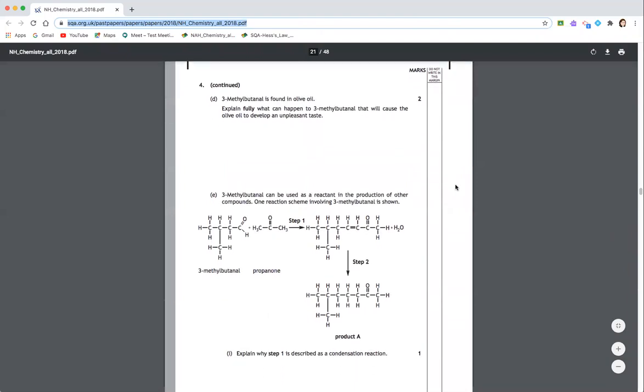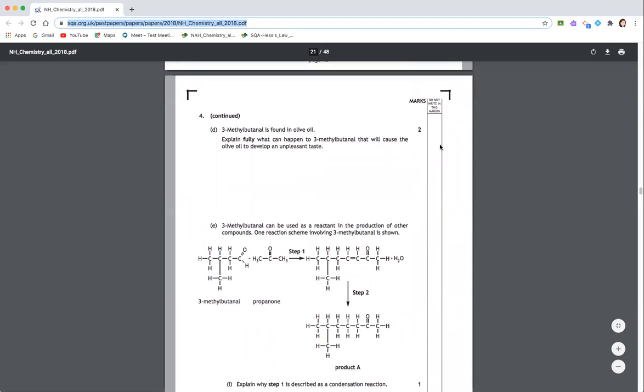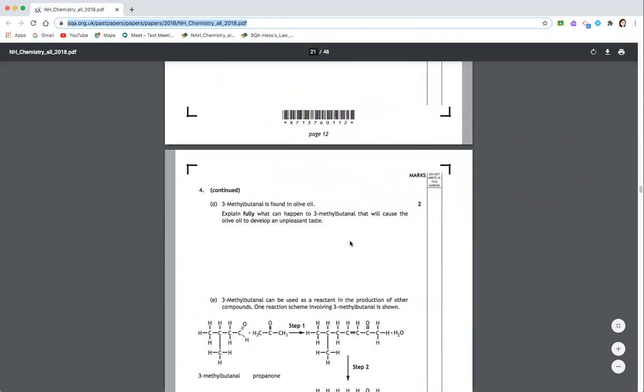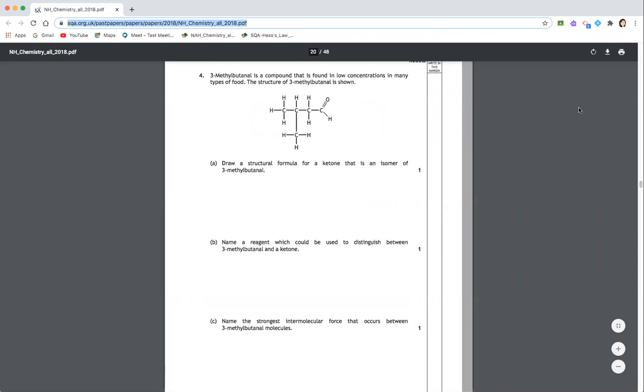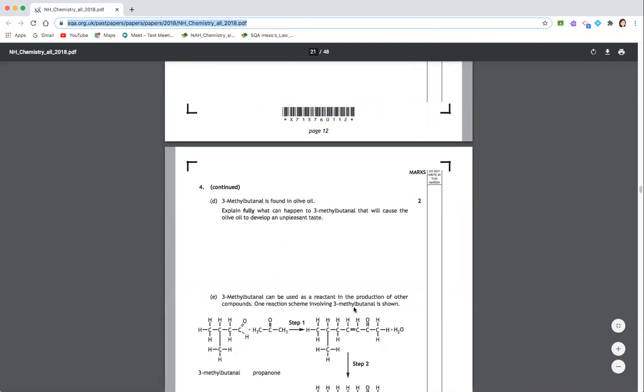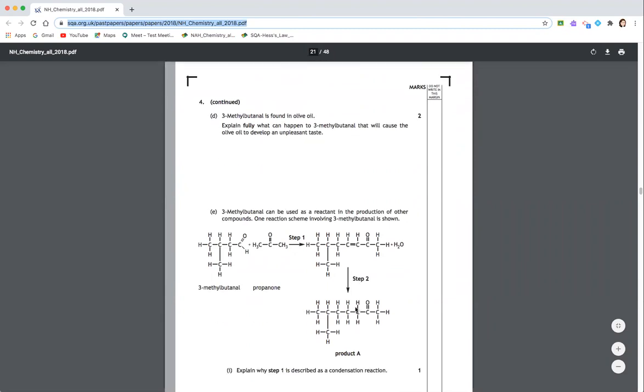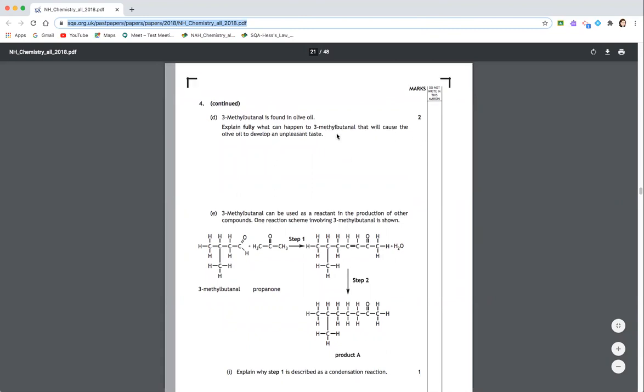Question 4D. Explain fully what can happen to 3-methyl-butanol that will cause the olive oil to develop an unpleasant taste. So it would become oxidized and form a carboxylic acid. Because it's an aldehyde, it would oxidize to be a carboxylic acid. So that would not taste very nice. The other thing that can happen to fats and oils when they oxidize is that they become rancid. But because you're given the actual molecule, you can see it's turned into an acid.